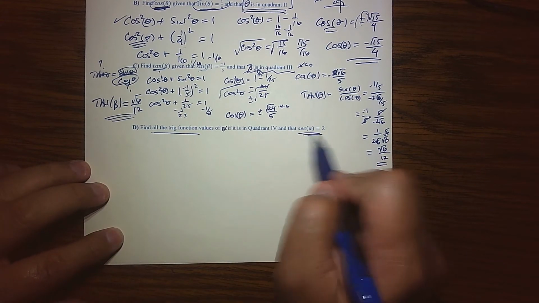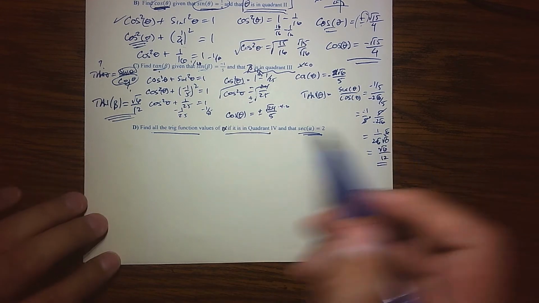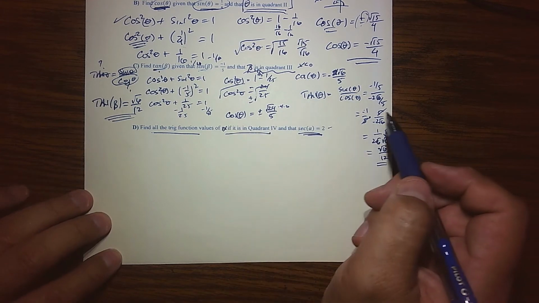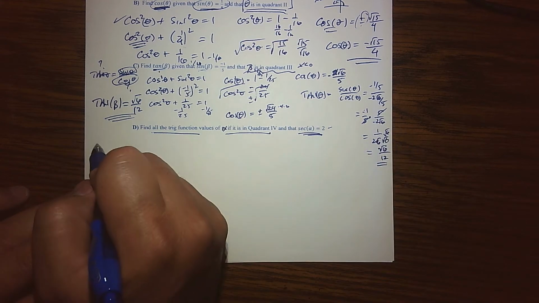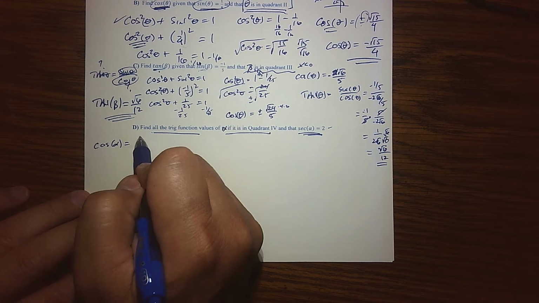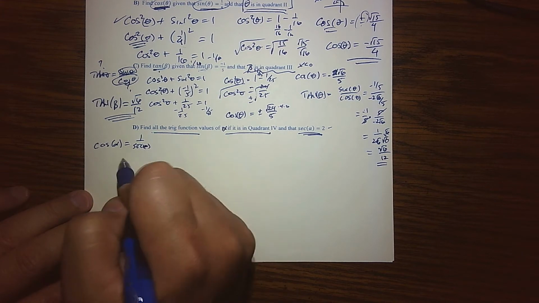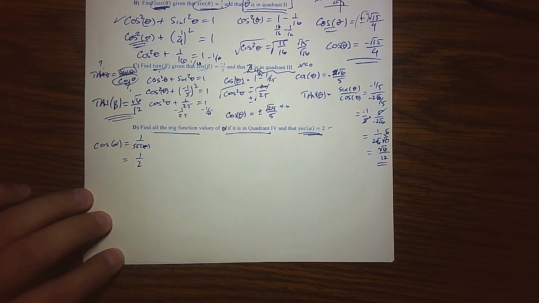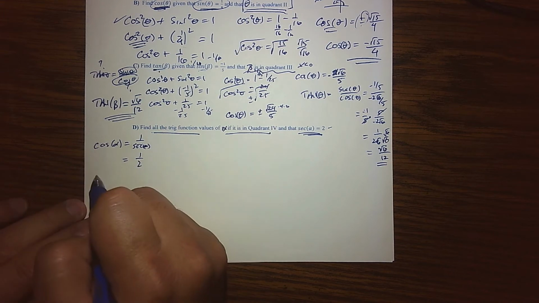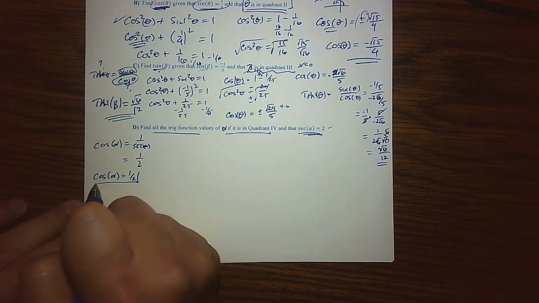We know that secant of theta is equal to 2, and we know that we're in quad 4. Alright, and so that makes sense. Secant is positive in that quadrant. But what we also know is that the cosine of alpha is 1 over secant of alpha. So that must mean, right, that cosine is equal to 1/2. So using my reciprocal identities, I've got one of them.